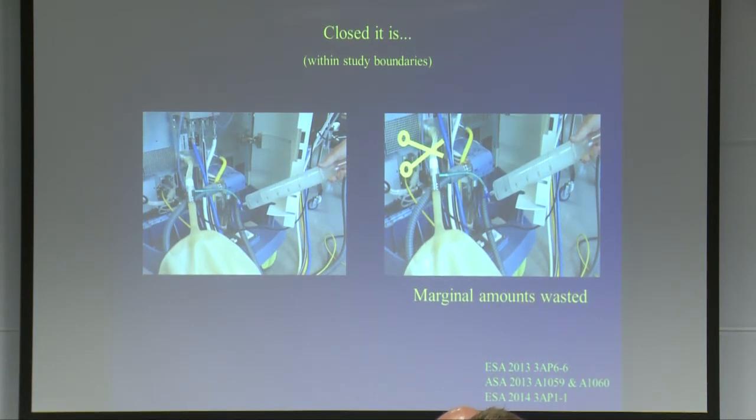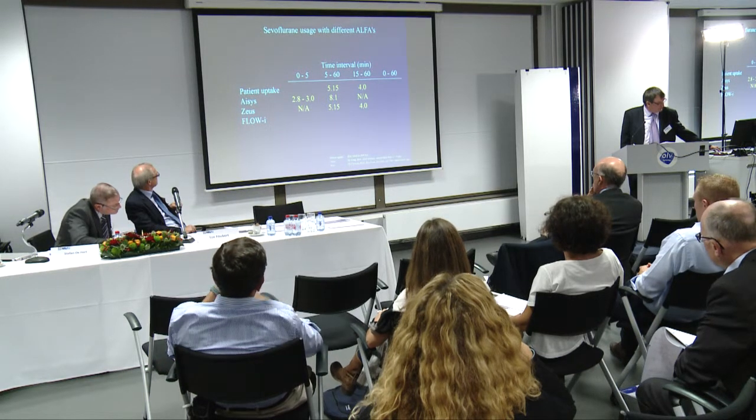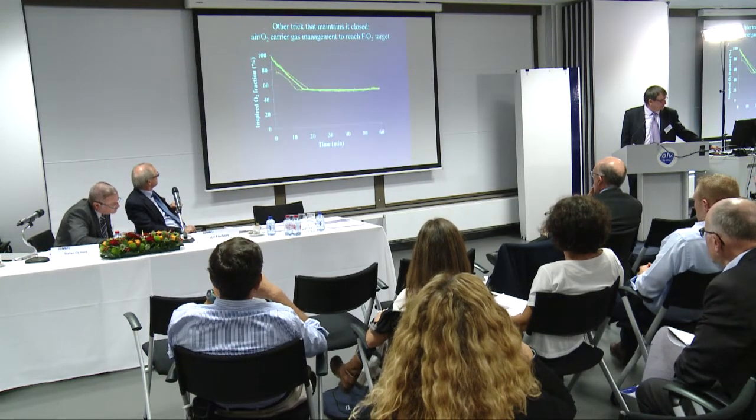We placed a large bag at the exhaust of the Zeus and measured exhaust for an hour, and the amounts that are wasted are really marginal. So this allows me to fill out these numbers here. You see that the Zeus uses 5.15 mLs and 4 mLs in the time intervals stated above. And this really matches patient uptake. For a variety of reasons, interestingly, I cannot tell you yet what it uses during the first 5 minutes. That is beyond the scope of this lecture.